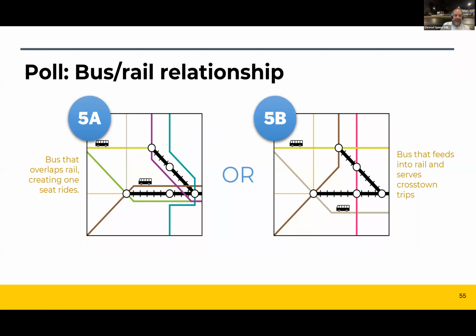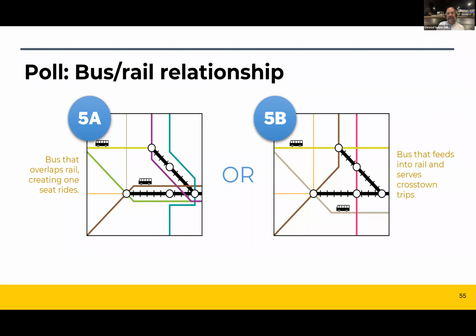Let's launch this poll. Bus that overlaps rail and creates one-seat rides, or bus that feeds into rail and sets up crosstown trips? Little more time for everyone to answer. And let's go ahead and close out that poll.